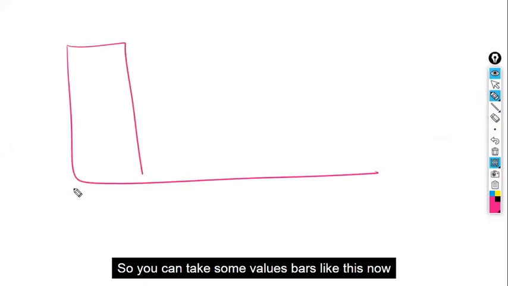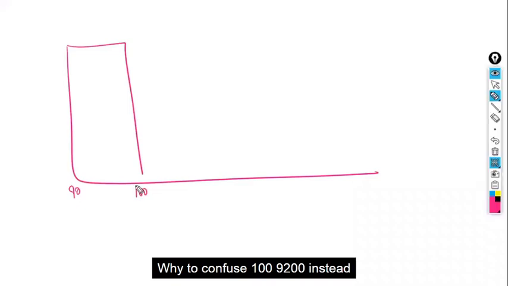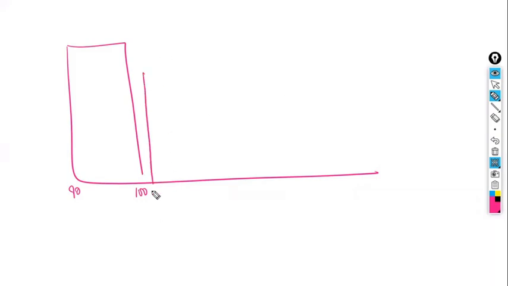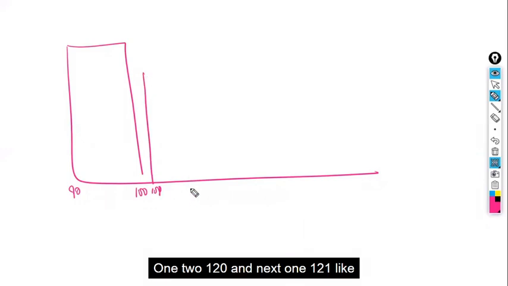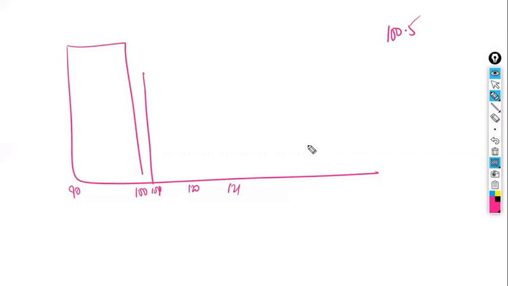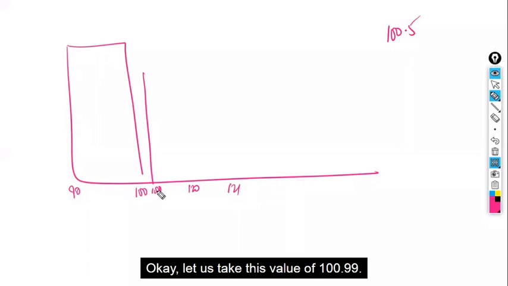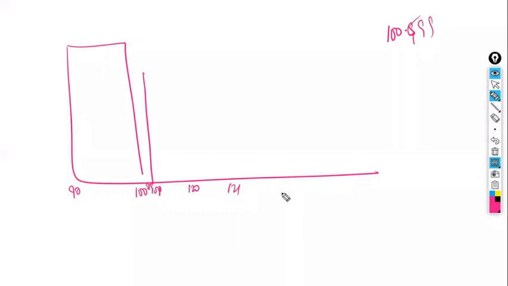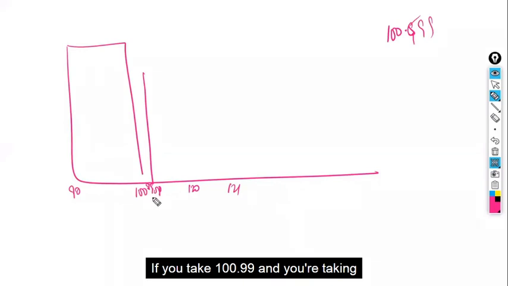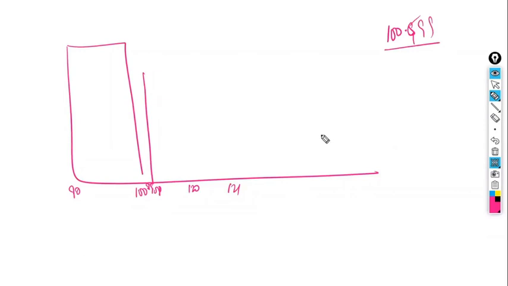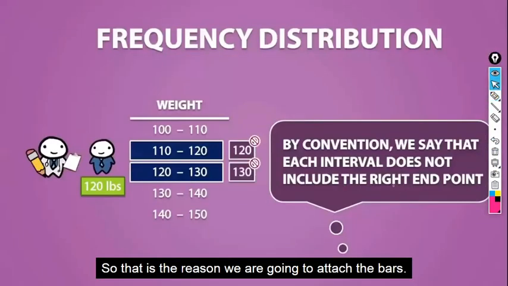Now, sir, for example, you can take some bars like 90 to 100. Why confuse? Instead of going with 100, you go with 101: 101 to 120, and the next one 121, like this. Then what happens if 100.5 is there? Where do I have to keep that value? Let us take the value 100.999. If you take the next number as 101, where do I have to keep 100.999? So that is the reason we attach the bars.